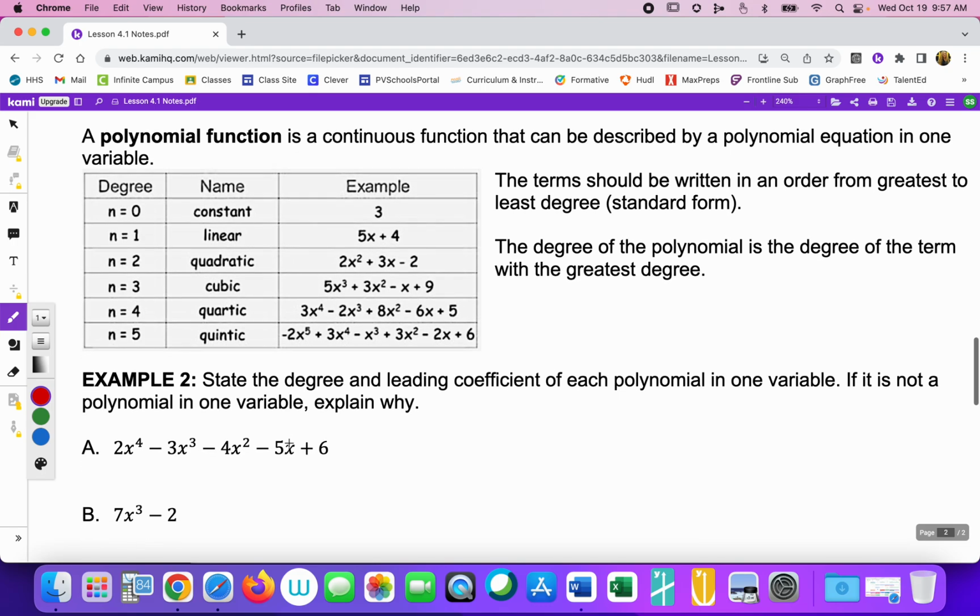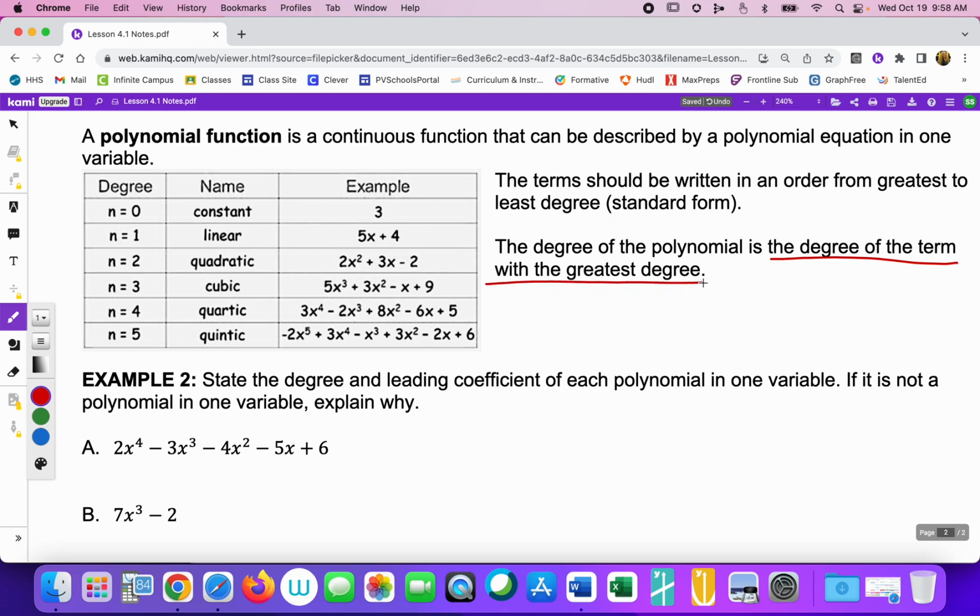All right, so what we're talking about next is in terms of degree and leading coefficients a little bit more. So a polynomial function is a continuous function, meaning it's not broken, it keeps going even if it squiggles. And that can be described by a polynomial equation in one variable. The terms should be written in order from greatest to least degree. So descending order, okay, highest exponent to lowest exponent. That is standard form. The degree of the polynomial is the degree of the term with the largest degree. So the degree of the whole equation is the largest one.